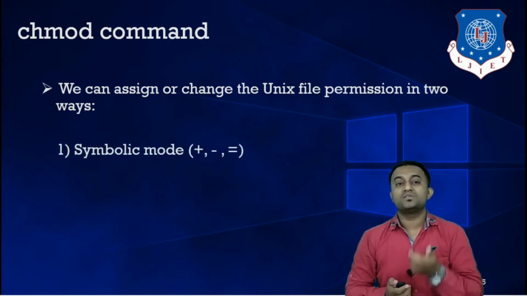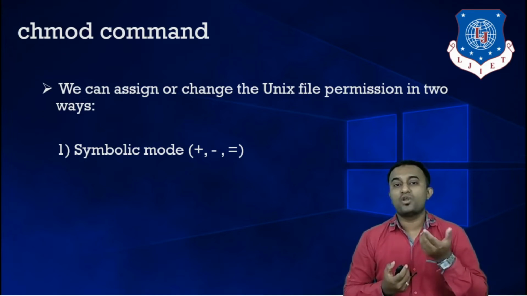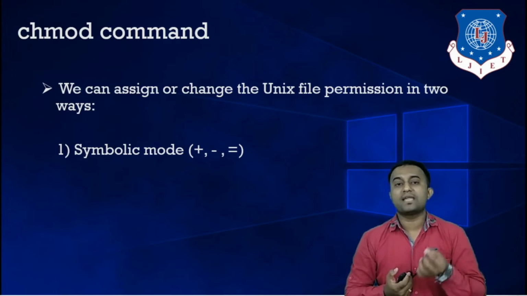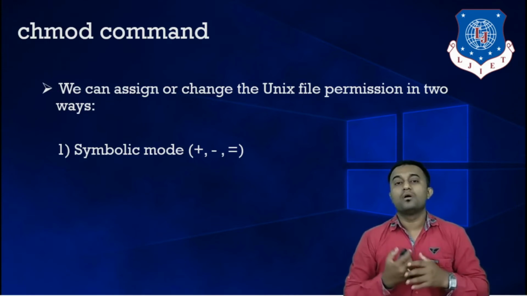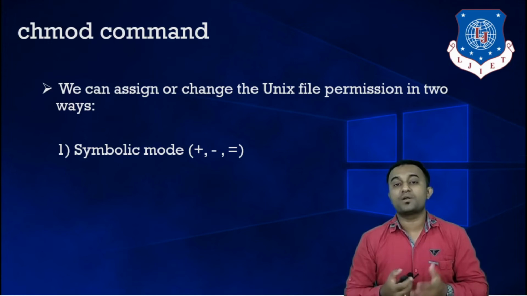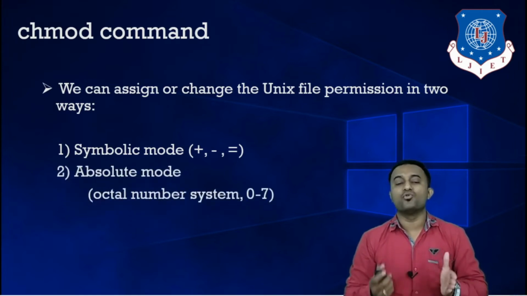One is symbolic mode of operations, through which we can assign the permissions to a Unix file. In symbolic mode, we are using various operators like plus, minus, and is equal to. These are the symbols we are using to assign or change the permission of the Unix file systems. So the first one is symbolic mode and the second one is absolute mode.